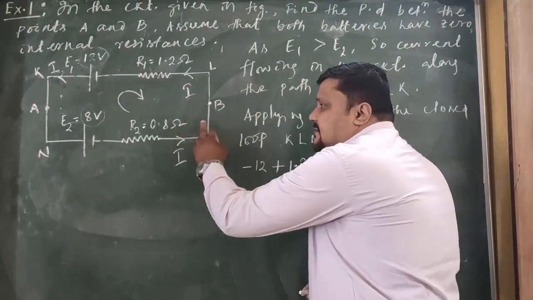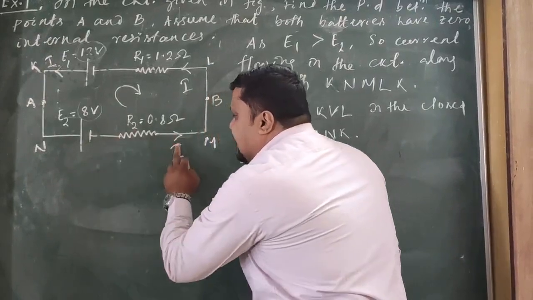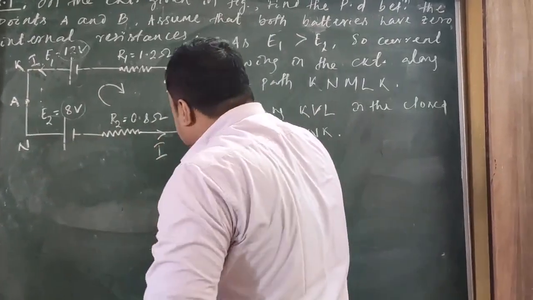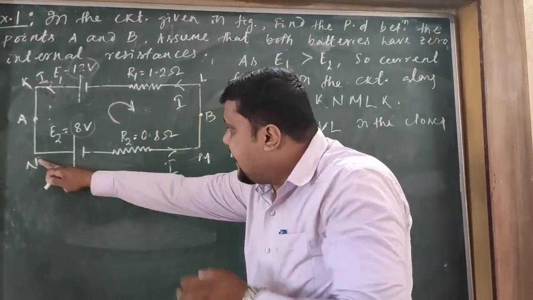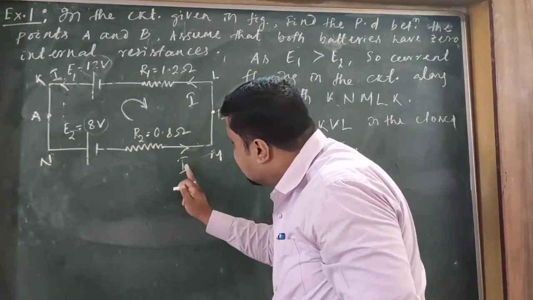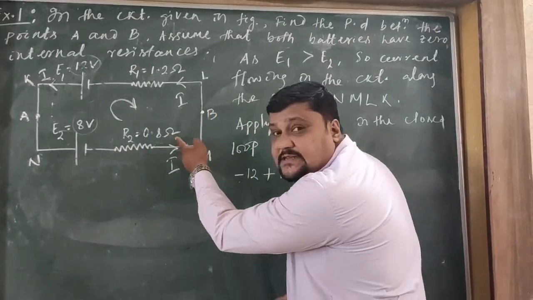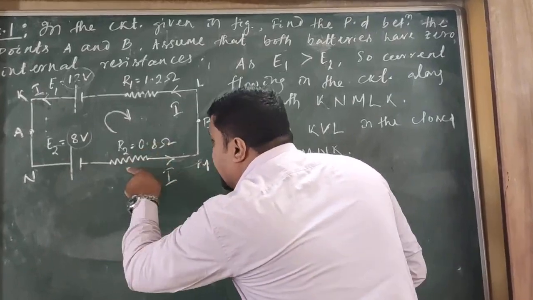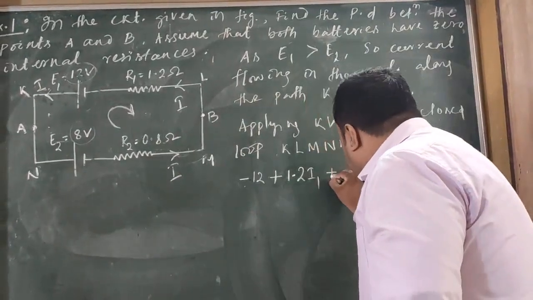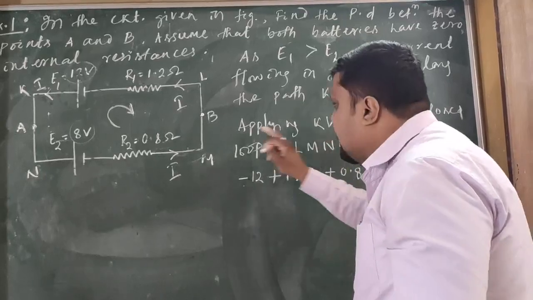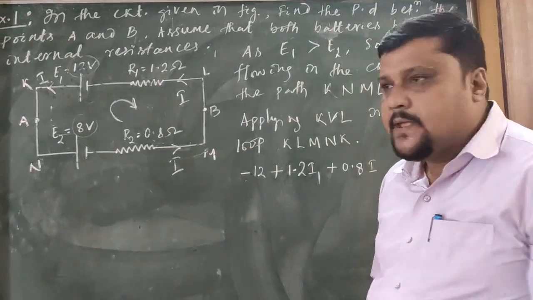Now it comes to this resistance, along this path. What is the direction of current? Your path is M to N because you are moving along this path. M to N means the current I in the 0.8 ohm resistor. In what direction? Opposite. Means your path and the current direction are opposite. Opposite means plus. So plus 0.8 into I. That is the potential drop.